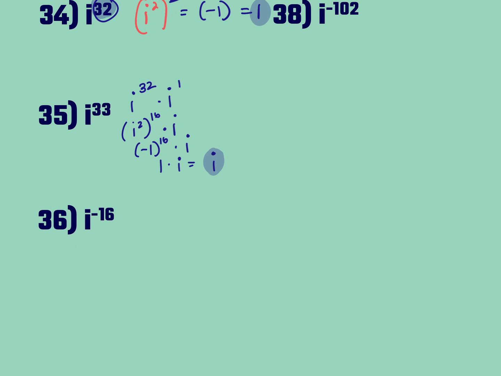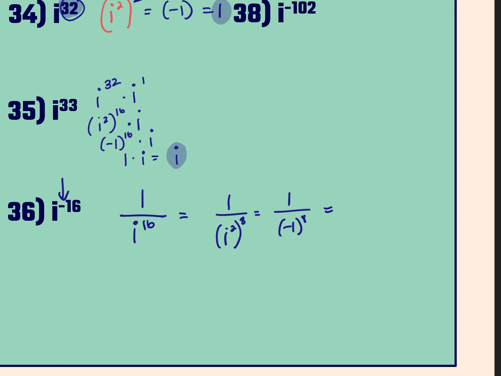Now look at 36, i to the negative 16th. There's a negative in my exponent, which means I put this as 1 over i to the 16th. This would be 1 over i squared raised to the 8th, or 1 over negative 1 to the 8th. Again, I've got a negative 1 raised to an even power, which is just going to go back to positive 1, and my answer here is 1.